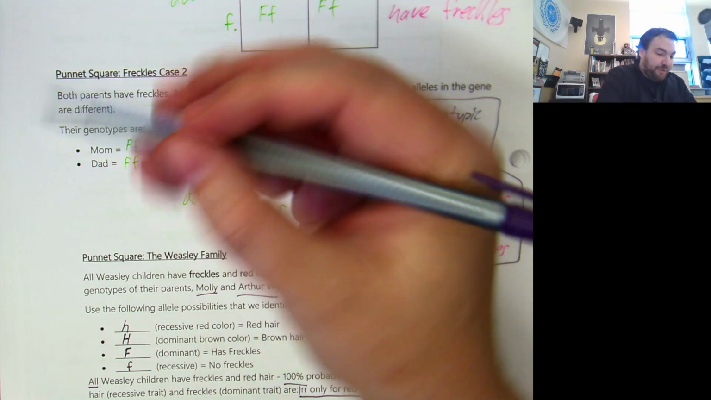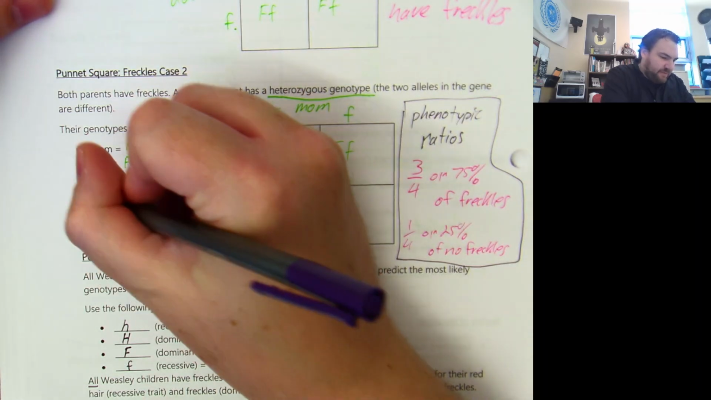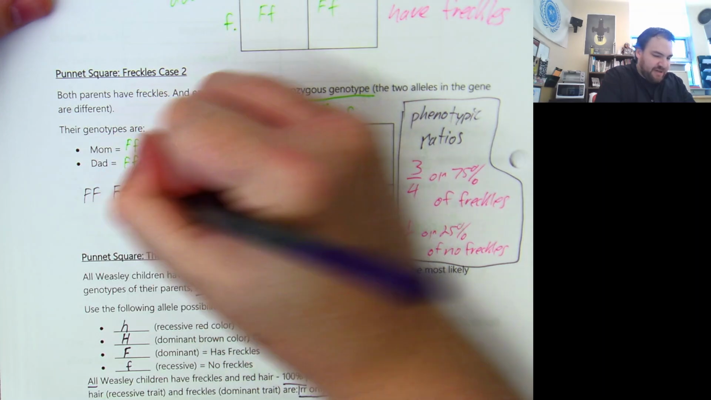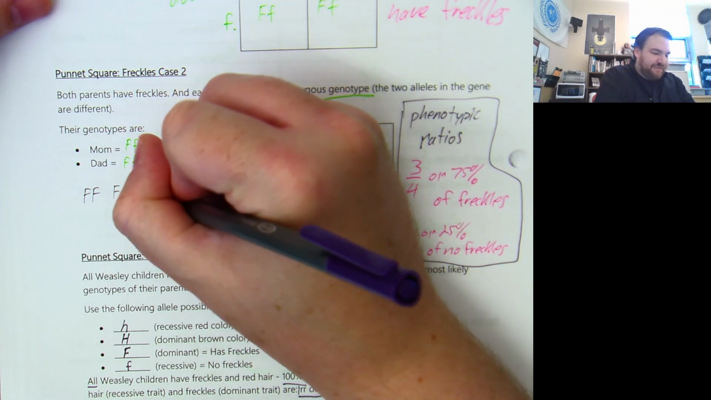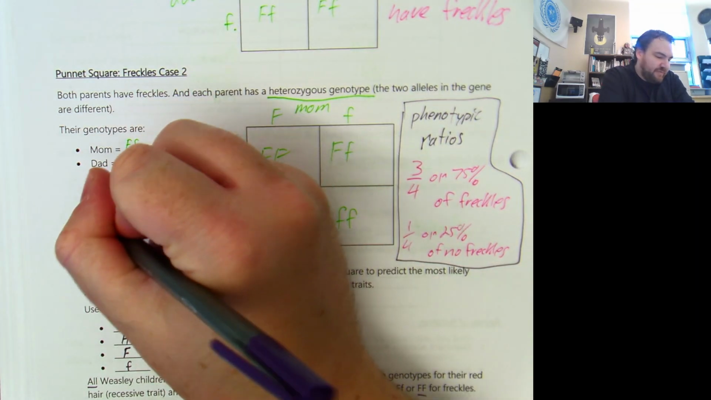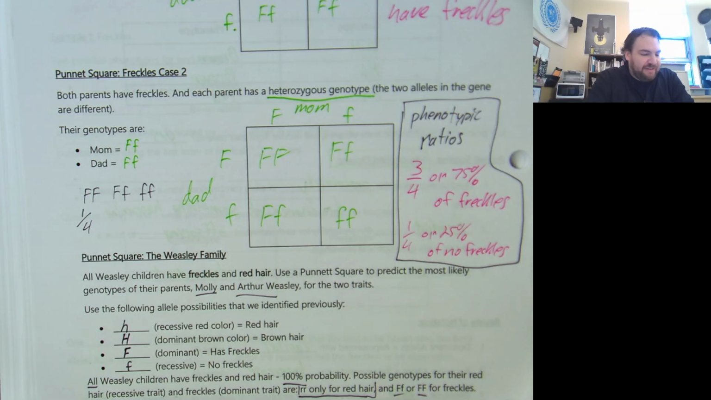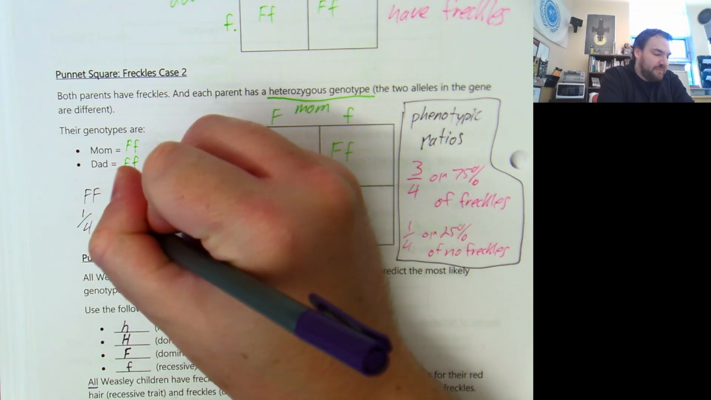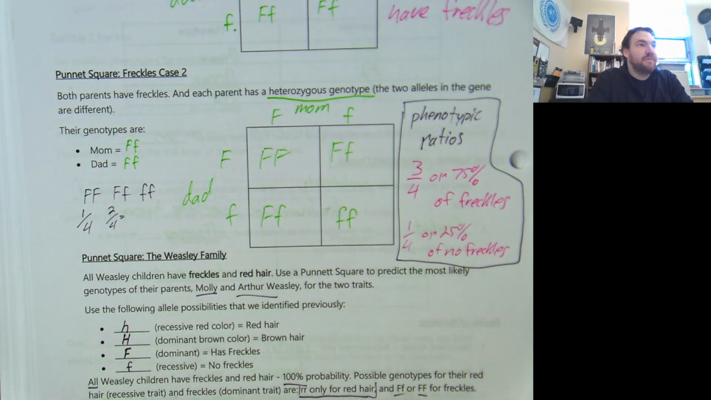So we have 3 options here. We've got big F, we've got the heterozygous option, and then we've got the little f option. How many of the offspring are going to be homozygous dominant? 1 out of a possible 4. How about the little f? 2 out of 4, which we can reduce to, sorry, big F, little f.